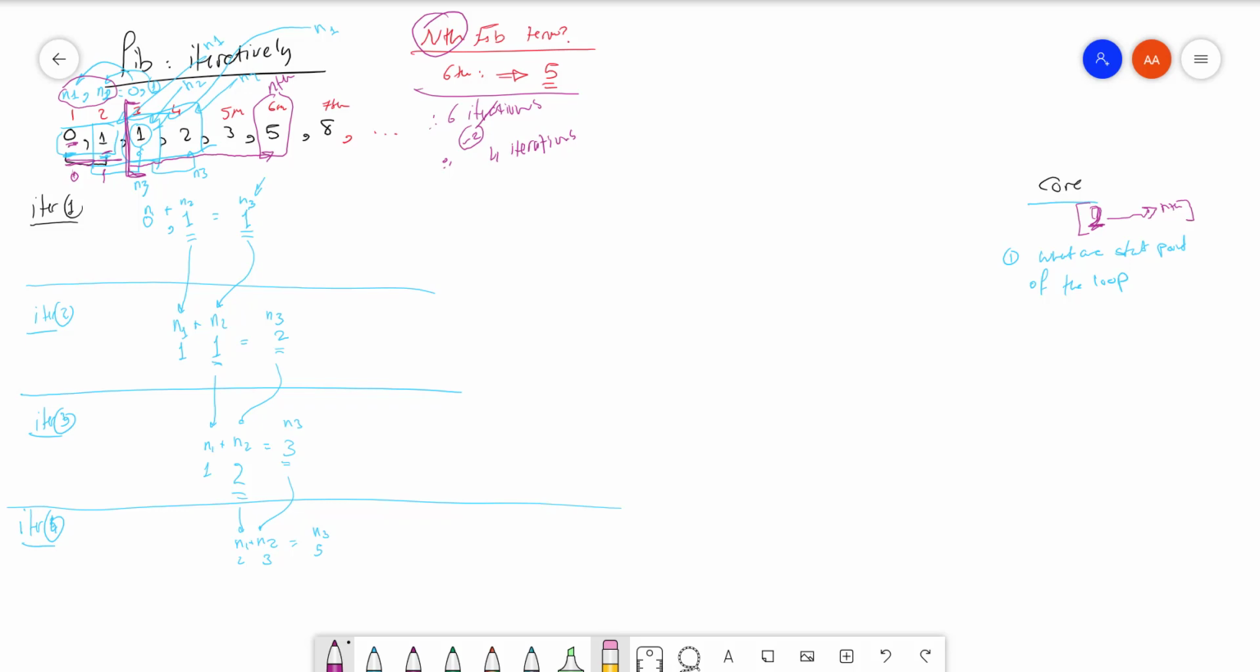right? Now the next question is, what is the core of the problem? Or let me rephrase this, what is the smallest subproblem? Well, you can see this clearly, right? So in every iteration, what happens is that what has been calculated as n2 is being assigned into n1. So what is being calculated in n2 is being assigned into n1.